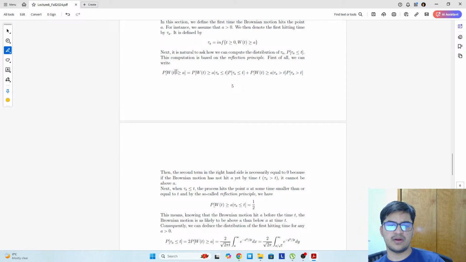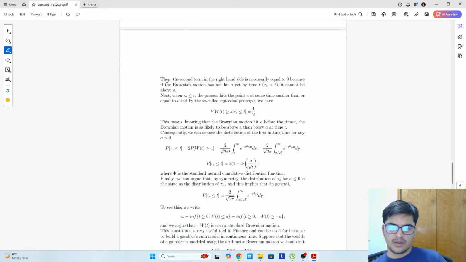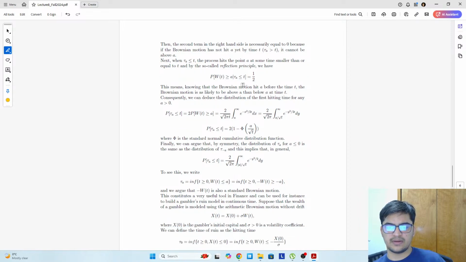First of all, we need to write P(Wt greater than or equal to A) equals P(Wt greater than or equal to A given tau A is less than or equal to T) times P(tau A less than or equal to T), and similarly we calculate the probability for the complementary condition, that is P(Wt greater than or equal to A given tau being greater than T) times the probability of tau being greater than T. Then the second term on the right hand side is necessarily equal to 0, because if Brownian motion has not hit A yet by time t, it cannot be above A.